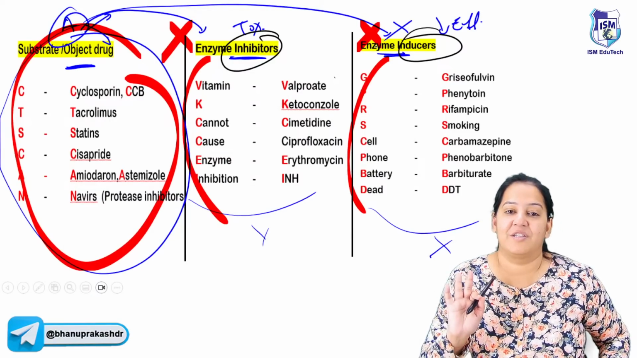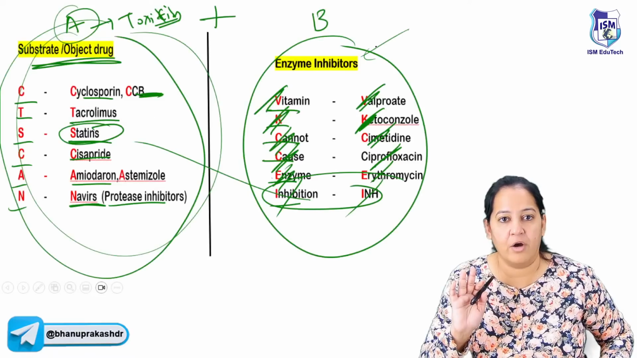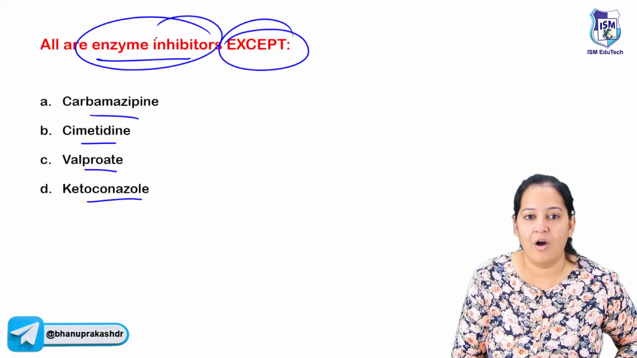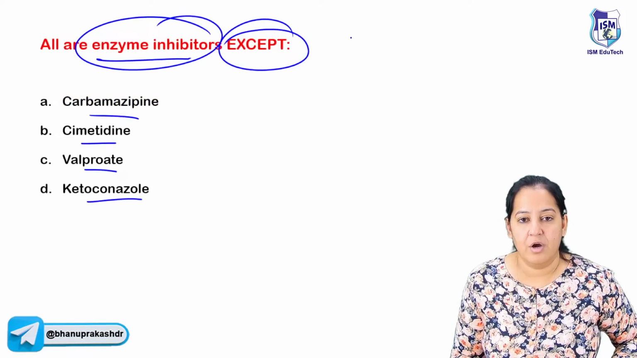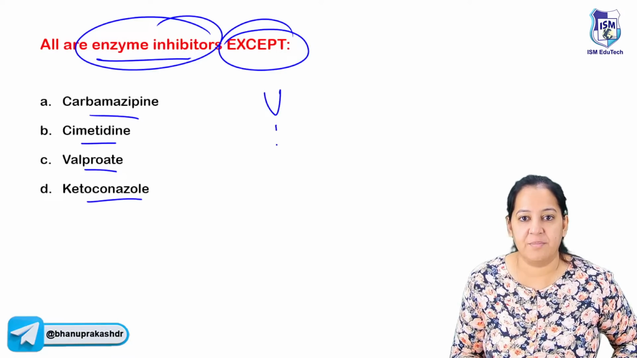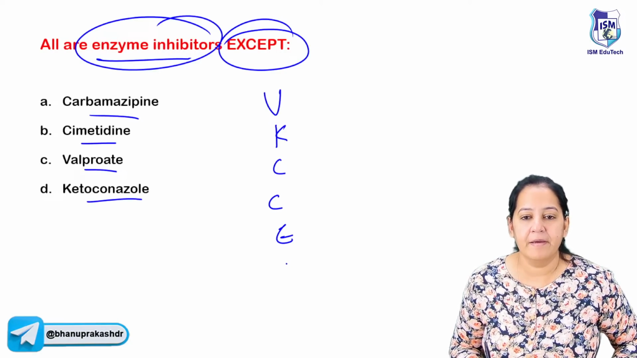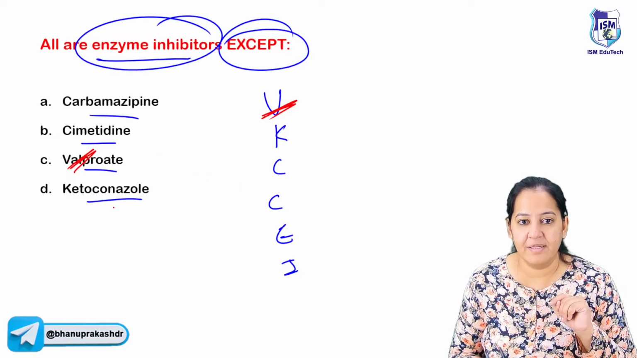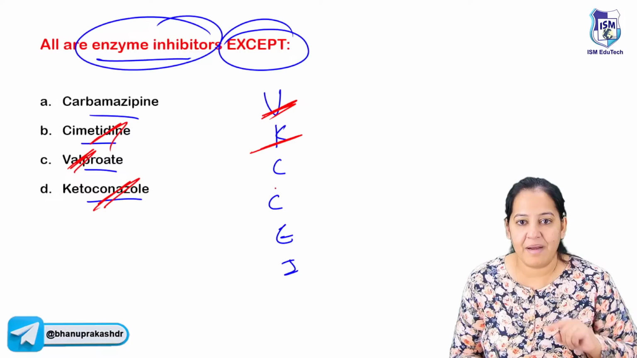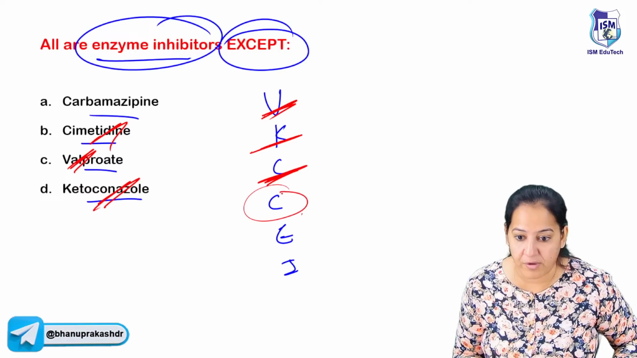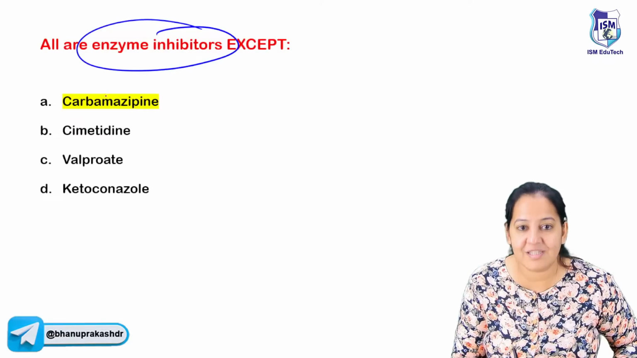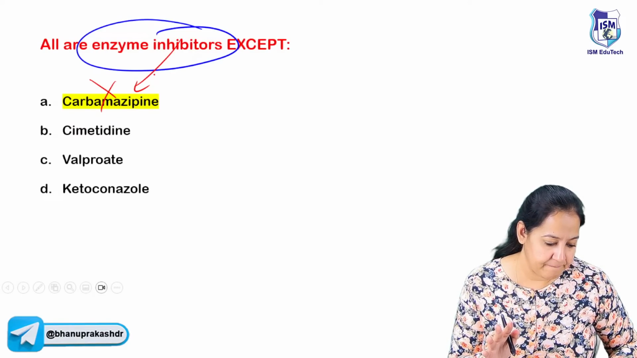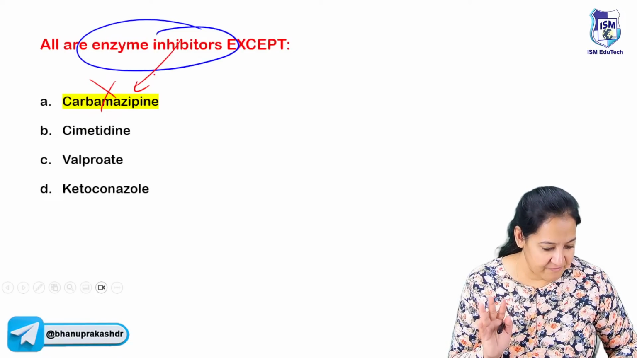So please learn the three lists at the tip of your tongue. Now you can answer the question. Have a look at the question. I'm asking about the list of inhibitors. All of them are inhibitors except. So the mnemonic is vitamin K cannot cause enzyme inhibition. You can see valproate, it's coming in the list. Ketoconazole, it's coming in the list. Cimetidine, it's coming in the list. But the next C is ciprofloxacin, it's not carbamazepine. So the answer is carbamazepine. It is not an inhibitor, it's an inducer. So if you know the mnemonics, things will become super easy.